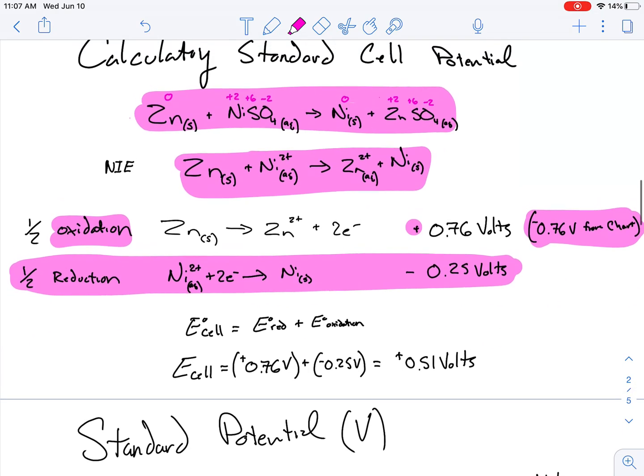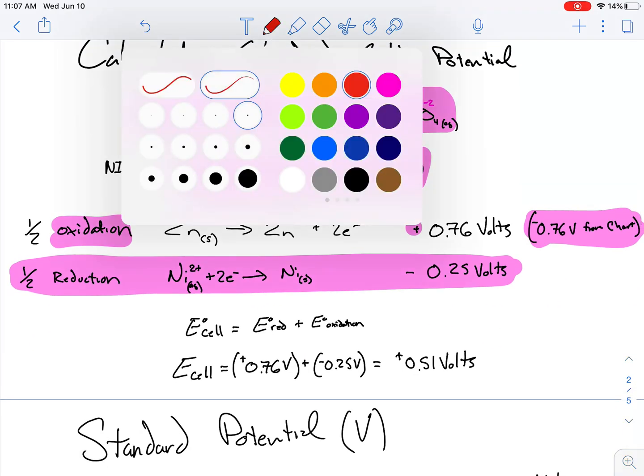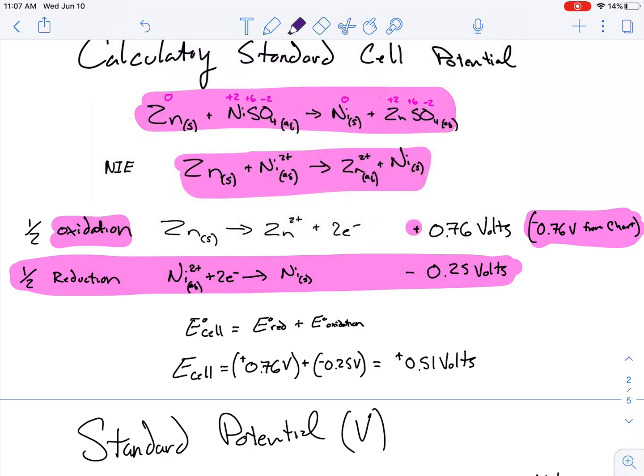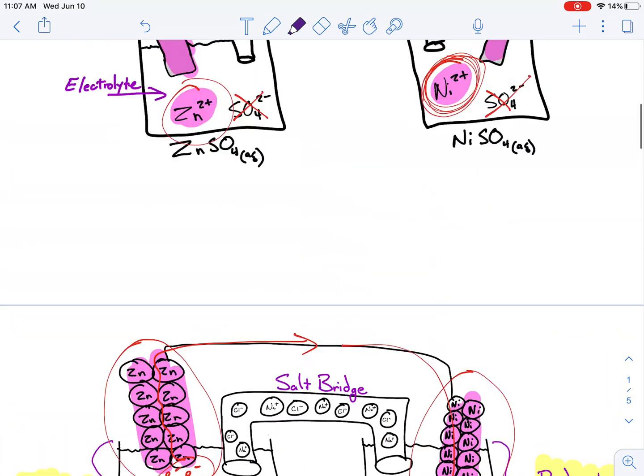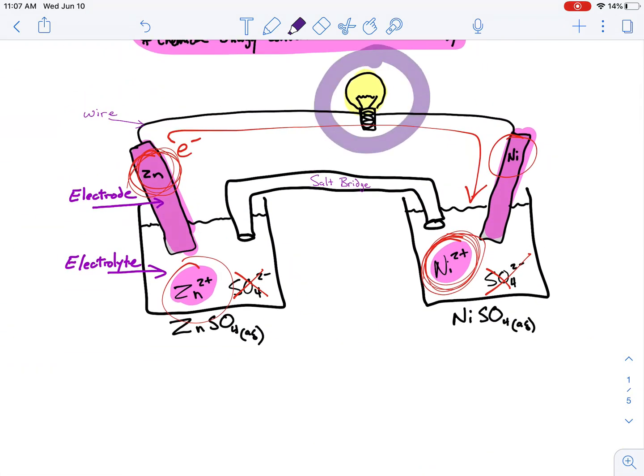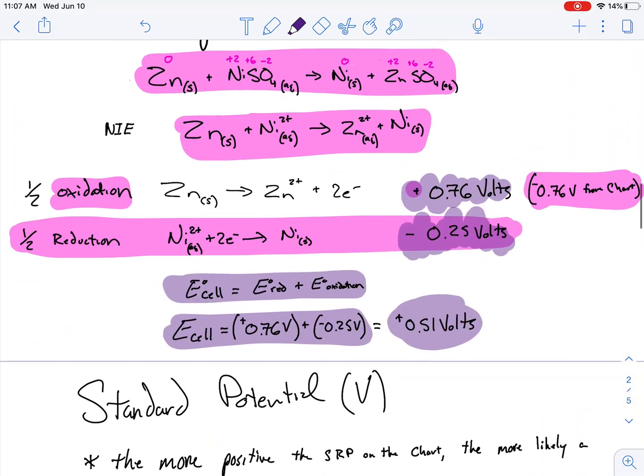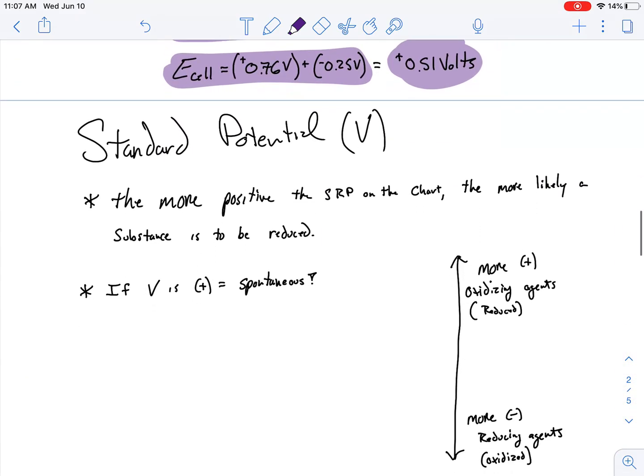To calculate our cell potential, we use this equation shown in purple. We basically add our two standard potentials together, and I get our total amount of volts present. So here I'm adding this value and this value shown here, and that means I'm producing 0.51 volts when I hook up these chemicals in this orientation. It naturally occurs, light bulb turns on. It's a spontaneous event.